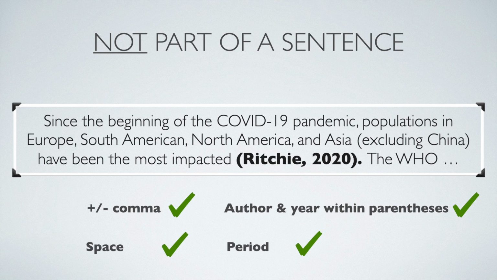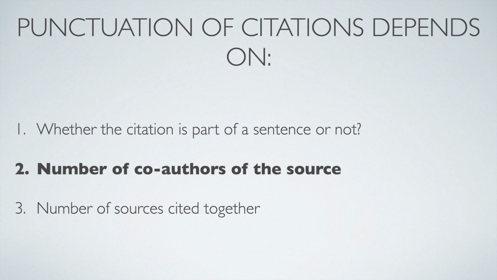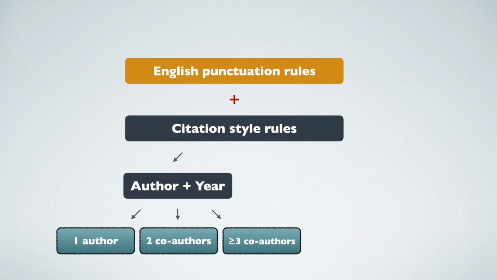To summarize, when a citation is not part of a sentence, a comma may or may not be required. In addition, a space is required between an author and year. Both the author and year must be placed within parentheses, and a period is placed after the closing parenthesis. Number two, how to punctuate a citation depends on the number of co-authors of the source. This only relates to when the citation comes at the end of a sentence. I will talk about citations with one author, two co-authors, and three or more co-authors separately.